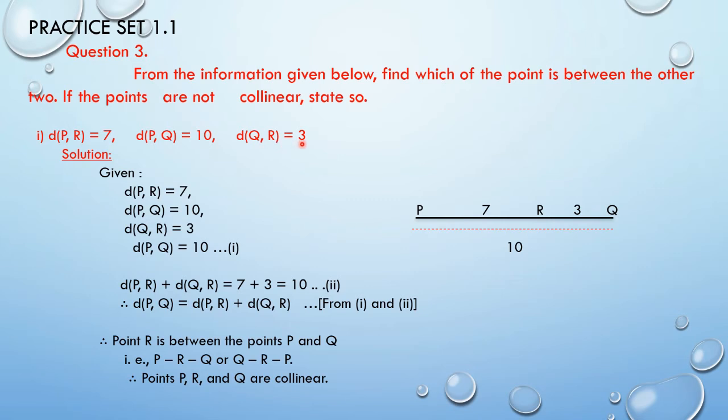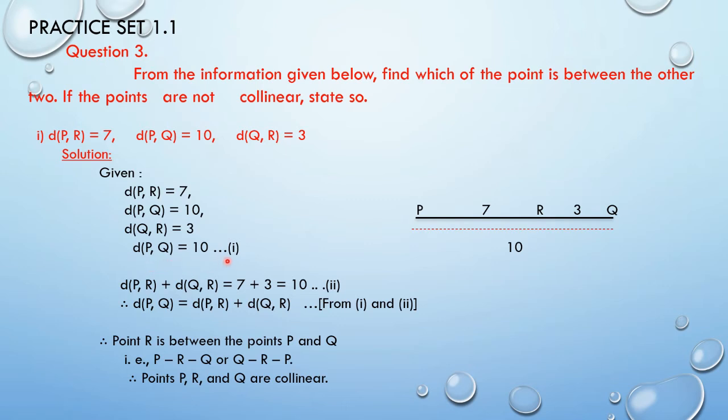In this question, we have to find, if the points are collinear, which of the points is between the other two. First, in the solution, we write what is given in the question. Distance of PR is equal to 7, distance of PQ is equal to 10, and distance of QR is equal to 3. First we check which distance is the greatest. Therefore, d of PQ is equal to 10. That is equation number 1.